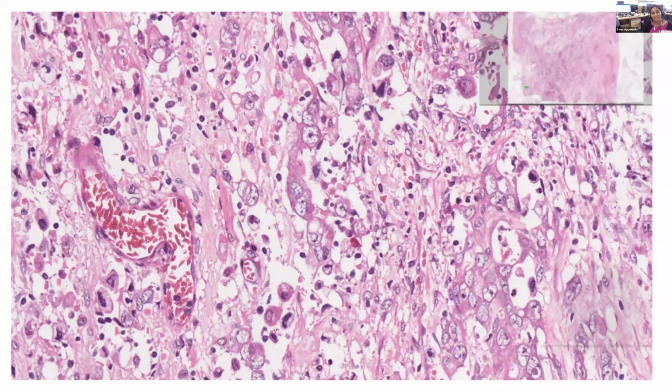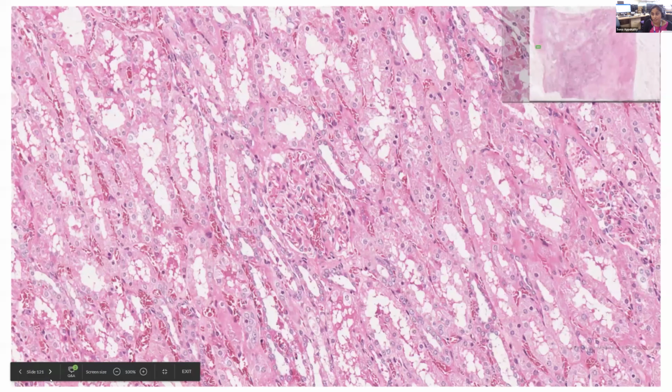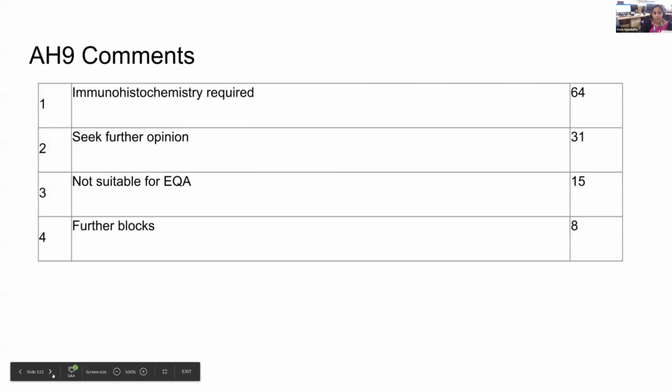Again, another view to show that there were a lot of sickle cells in the background capillaries. Not just that, even in the background kidney, the peritubular capillaries and the glomeruli, there were a lot of sickle cells present. So really a very beautiful case, I suppose, submitted by the submitting pathologist.